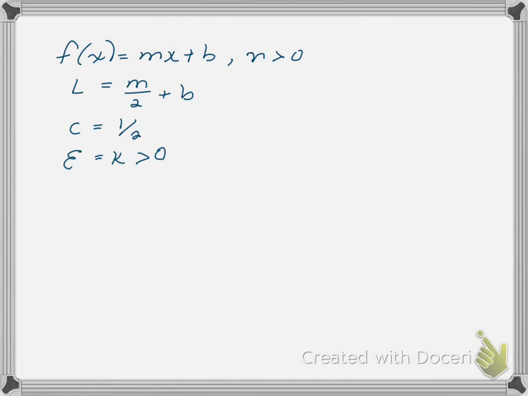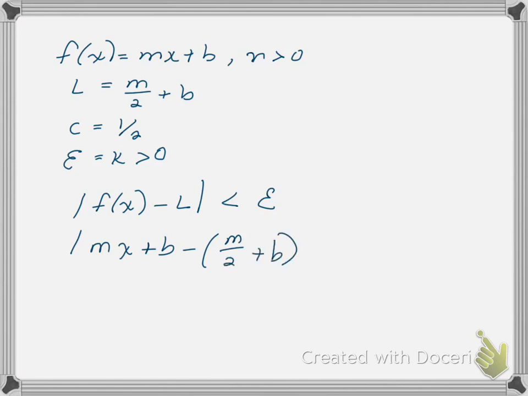Here we have the absolute value of f of x minus L is less than epsilon, and substituting in we have the absolute value of mx plus b minus our limit L, which is m divided by 2 plus b, is less than epsilon, which is k. Now we're going to simplify and use the property of absolute value to sandwich the inside between negative k and k. So here we have mx plus b minus m divided by 2 minus b.